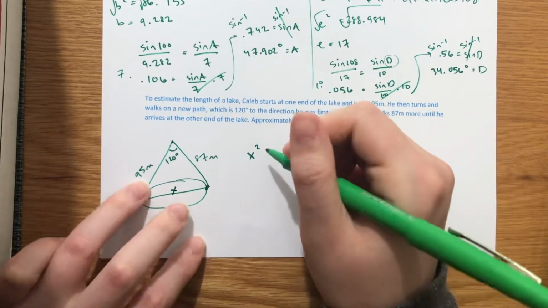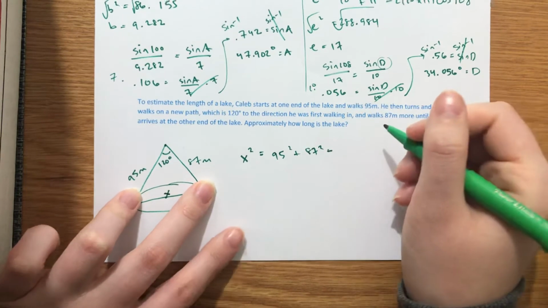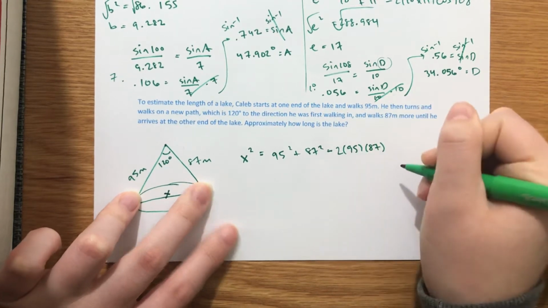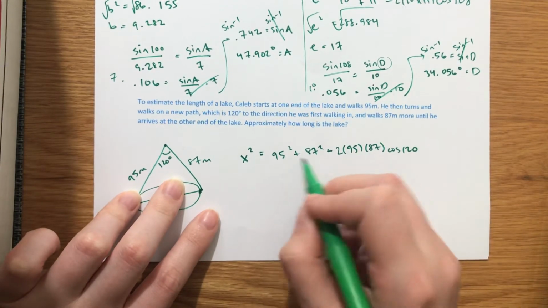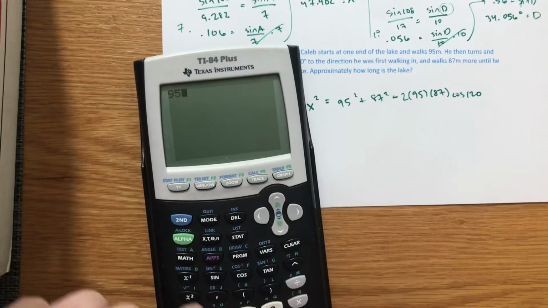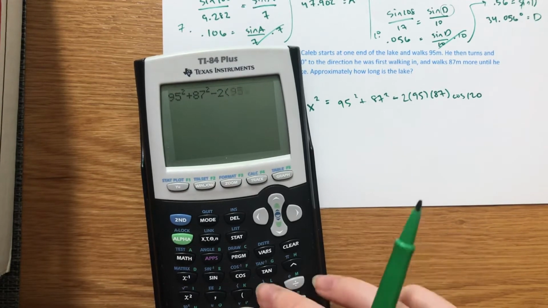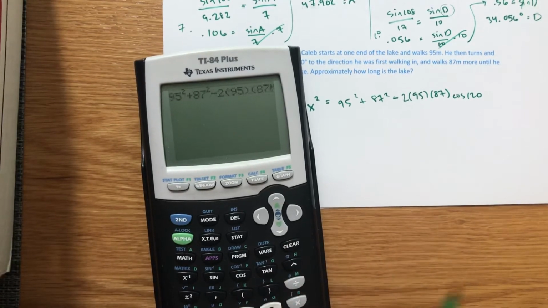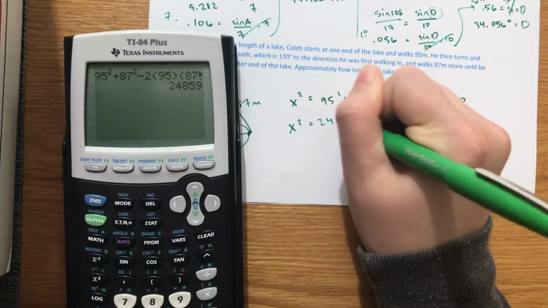X squared equals the other two sides squared, 95 squared plus 87 squared, minus 2 times 95 times 87 cosine 120. So this is going to be a big number because, you know, these are big numbers. That's okay. Lakes are large. 95 squared plus 87 squared minus 2 times 95 times 87 times cosine of 120. Yeah, that's a large number. So x squared equals 24859.